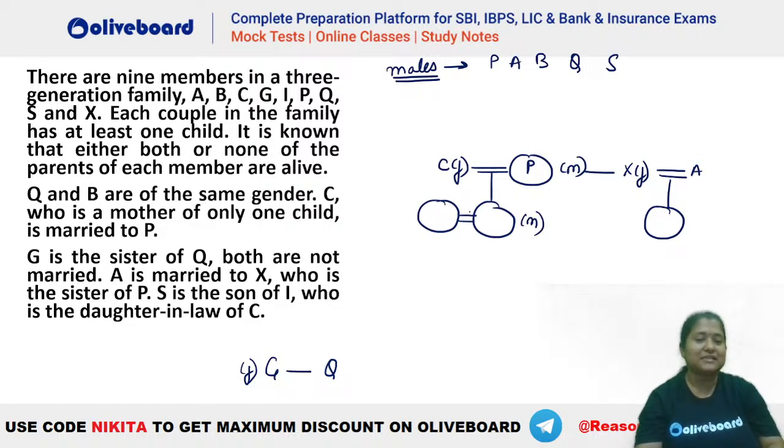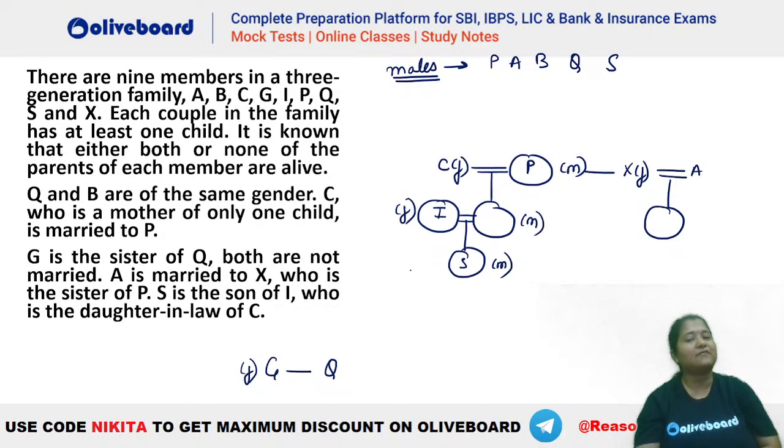Okay, so S is the son of I, who is the daughter-in-law of C. So I will be a female person, and S has to be the son here. So S is a male person here. Okay, this is the kind of situation that we are getting.